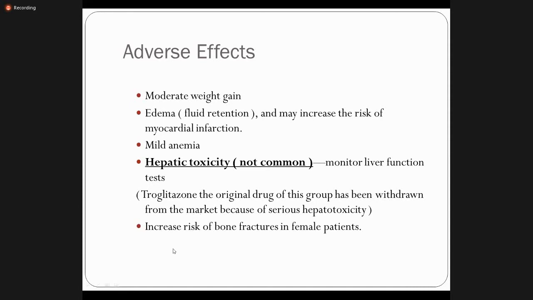Increased risk of bone fracture in female patients. What does it mean? That means thiazolidinedione enhances or stimulates the osteoclastic activity. So that is why there is an increased risk of bone fracture in female patients. So all these points related to adverse effects of this thiazolidinedione group are very important.